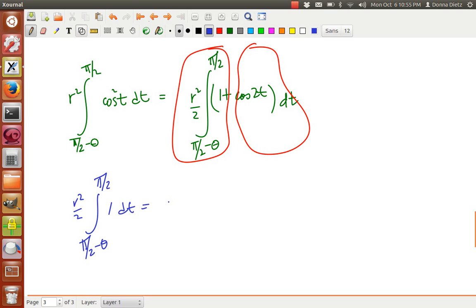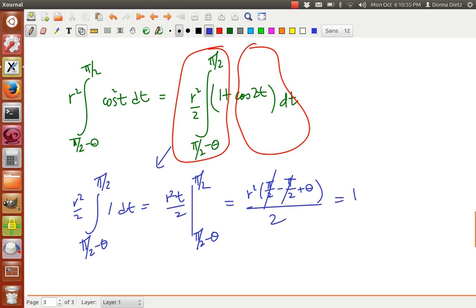This is just going to be r squared theta over 2. Oops, I'm sorry, this is supposed to be a t at this point. It will very soon turn into a theta though. Okay, and now this piece is going to be r squared pi over 2 minus this whole stuff on the bottom. So minus a minus is a plus. These guys cancel. You get r squared theta over 2, which is actually going to be our final answer.